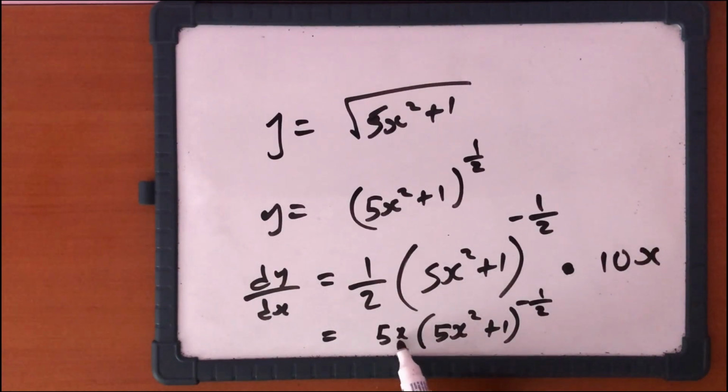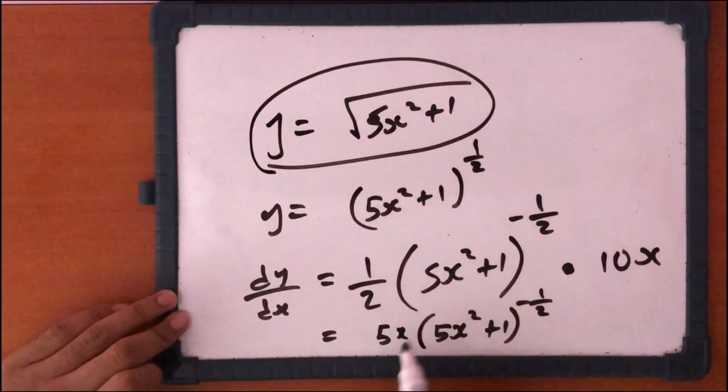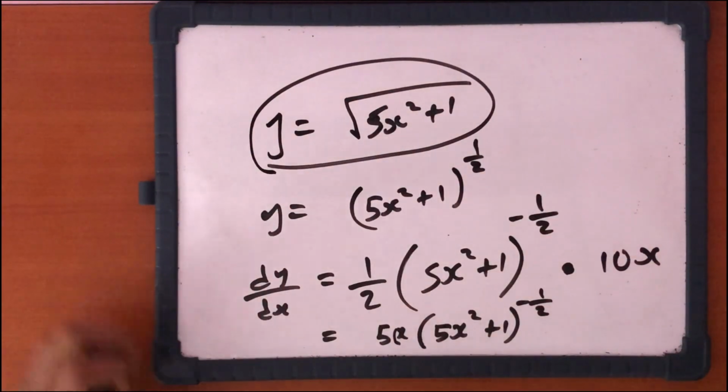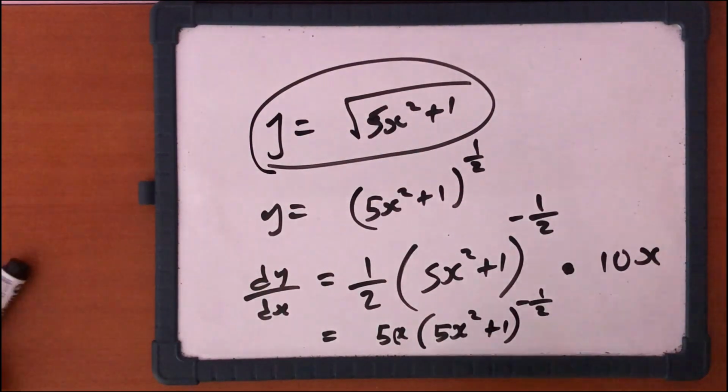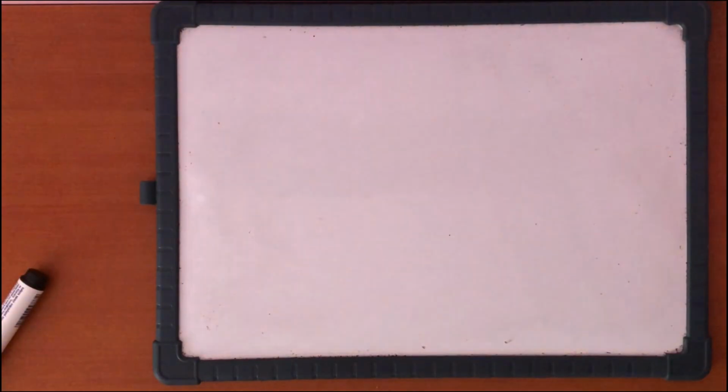Now when you plug in a value of x, it gives you the gradient of this graph at a certain value of x. That's what derivatives are by definition. Remember, that's why Newton invented calculus, so that he could calculate gradients of a graph at a certain point.